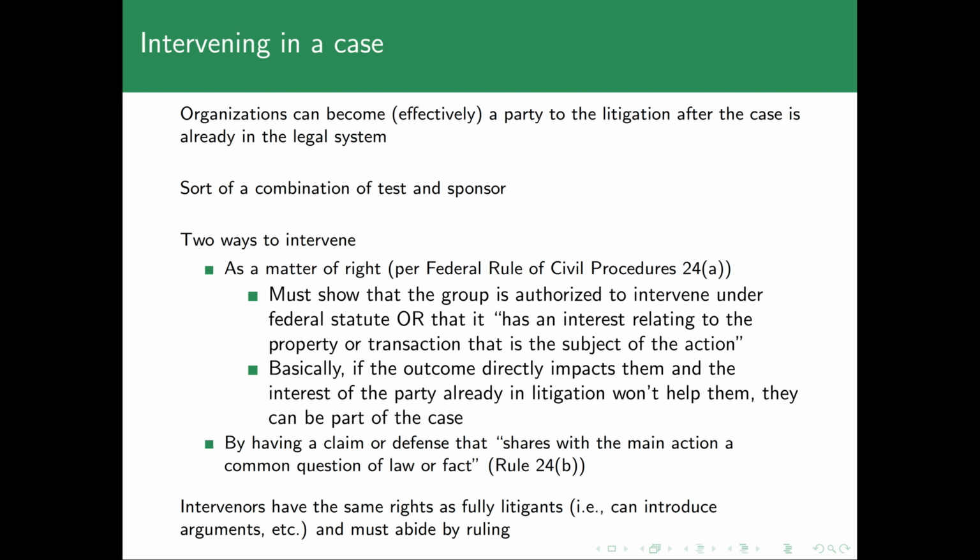This is kind of a high burden, right, showing via 24(a) or 24(b) that you can intervene. Groups really don't do this. Long story short, this is a very uncommonly invoked way for a group to join litigation. The most common way, as I think you would expect, is filing amicus curiae briefs. Right, remember that's Latin for friend of the court.